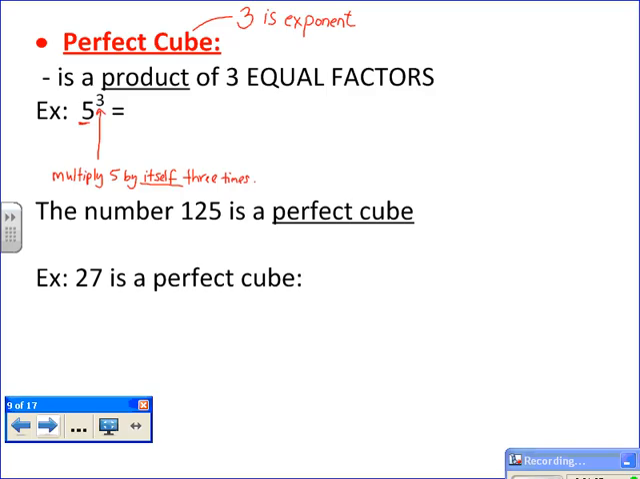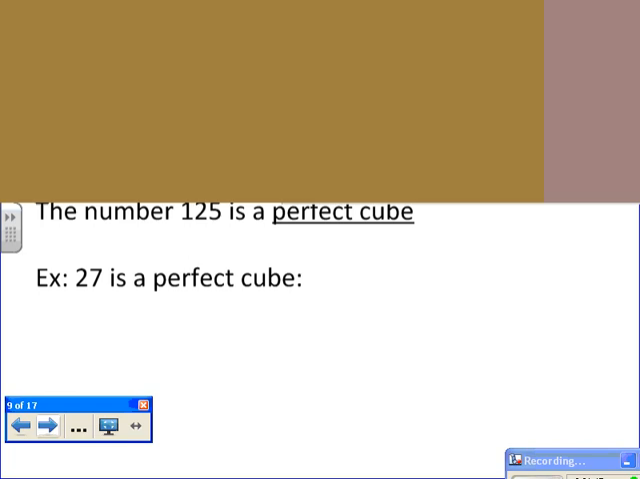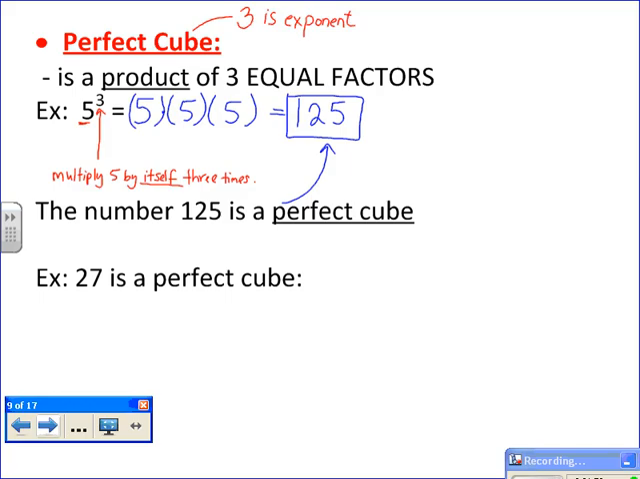All right, so that's going to look like this. We have 5 times 5 times 5. And so 5 times 5 is 25, and 25 times 5 is 125. And so this number that I get, the product, 125, would be called a perfect cube, because it's the result of taking a number and cubing it.